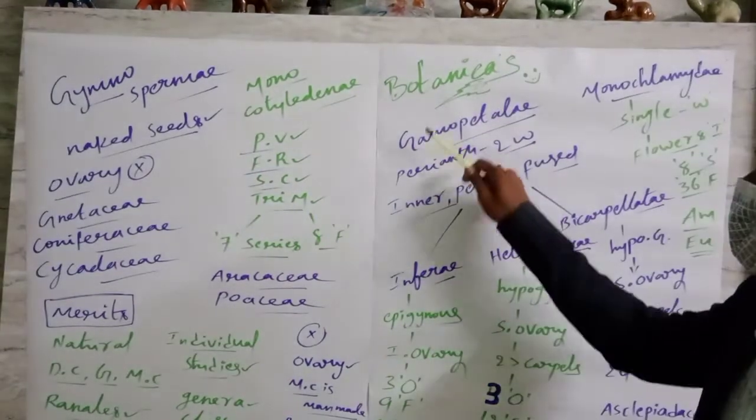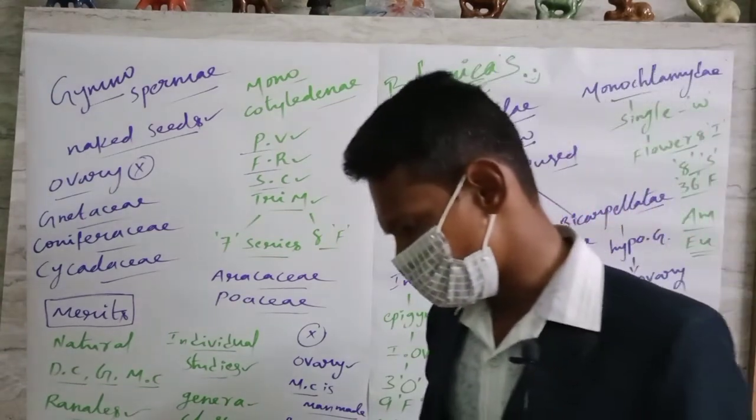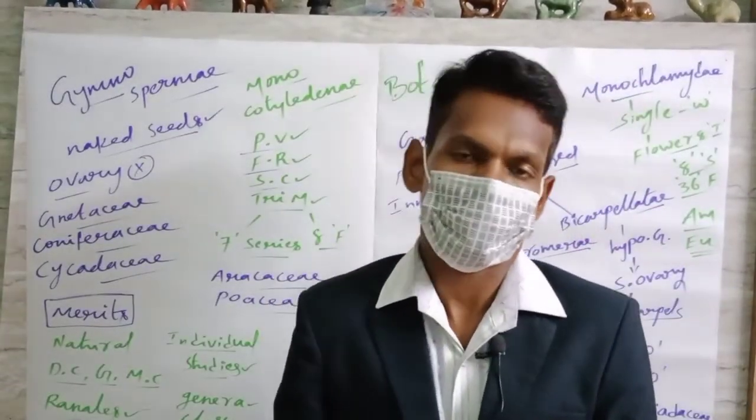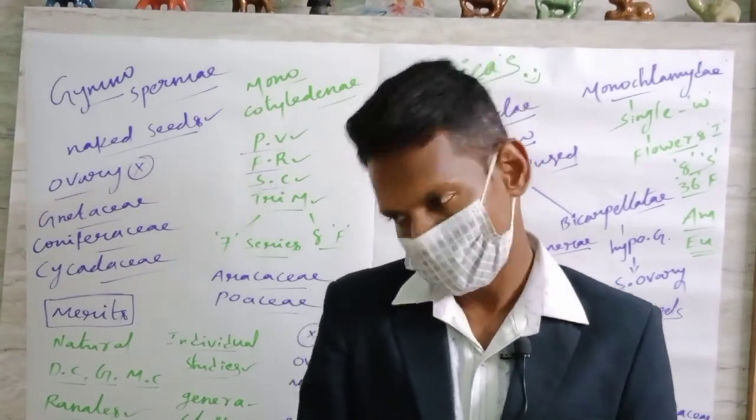So dear everybody, this is the entire and detailed information regarding the famous natural system of classification that the scientists Bentham and Hooker proposed.